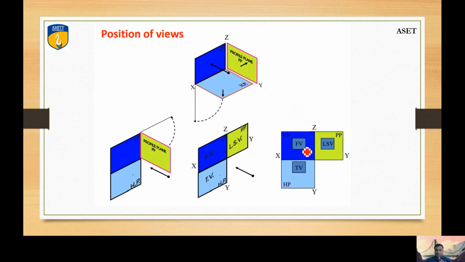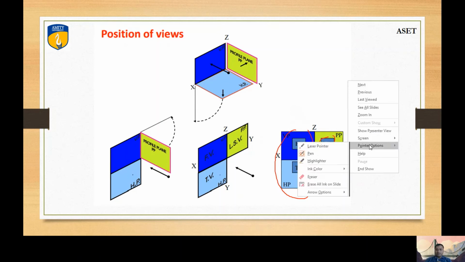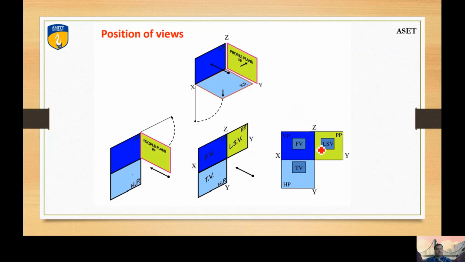So if we are dealing with only the front view and top view for any object, we will be focusing on this part only, because front view is above, top view is below. But if we are dealing with the side view also for the object, we have to take care of this also. The left side view will be on the right of the front view. So this is the first technique of locating the views in the first angle.